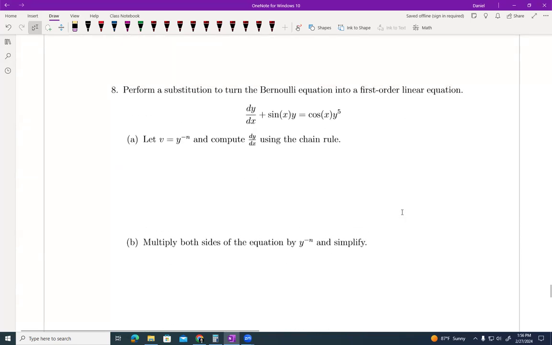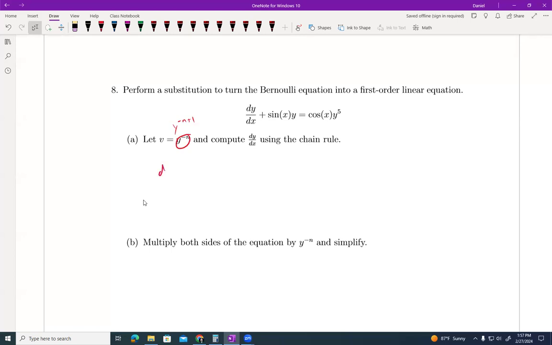Last thing here is the Bernoulli equation. So this one, I didn't have you do in class, so I won't go through it right now. Actually, you know what? Maybe I will go through it right now. So this says let v equal y to the negative n, but really we want y to the negative n plus 1. If we do that, then we can compute dv/dx using the chain rule.